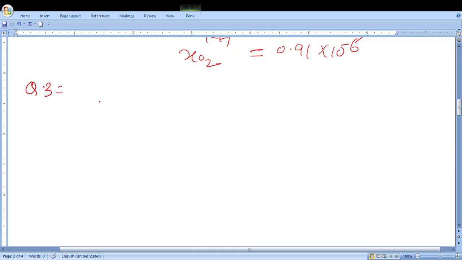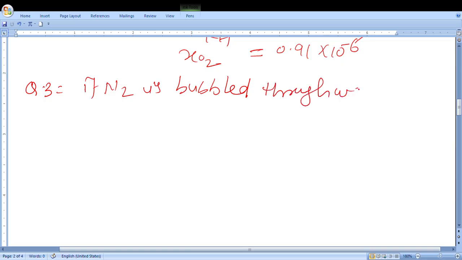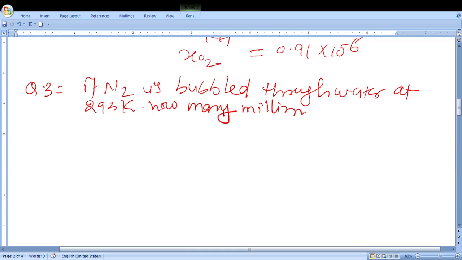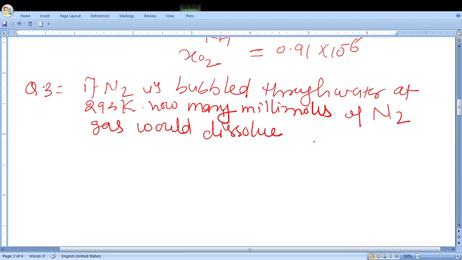Now question number 3. If N2 is bubbled through water at 293 Kelvin, then how many millimoles of N2 gas would dissolve in 1 liter of water?